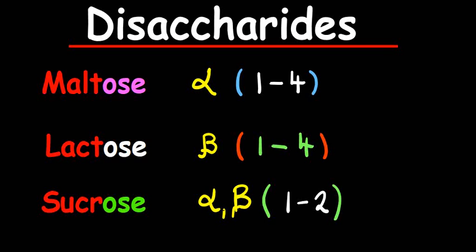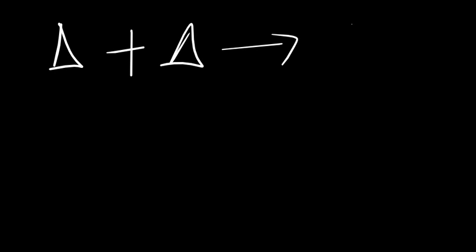Let's talk about disaccharides. So moving on from monosaccharides, now we're building on to disaccharides. So basically, what are disaccharides? Now we know that when you have two monosaccharide units, when they are joined together, let's say this is one monosaccharide unit plus another one. When you join them, you're going to make what we call a disaccharide. Okay, so that's what a disaccharide is.